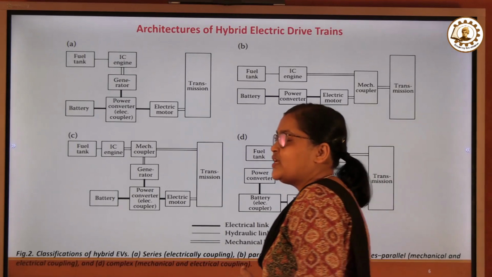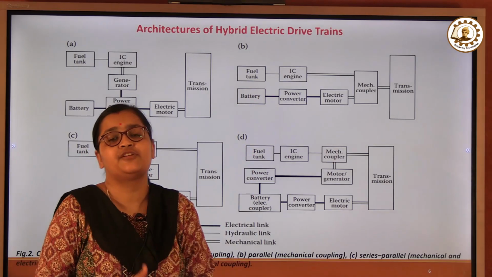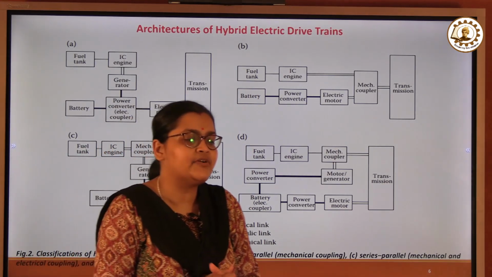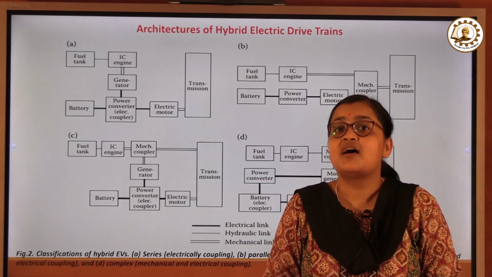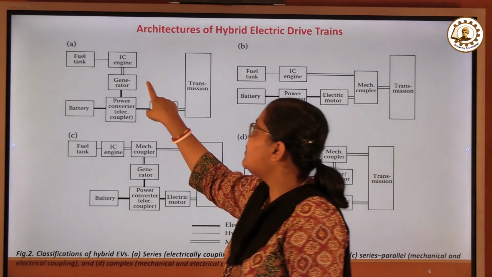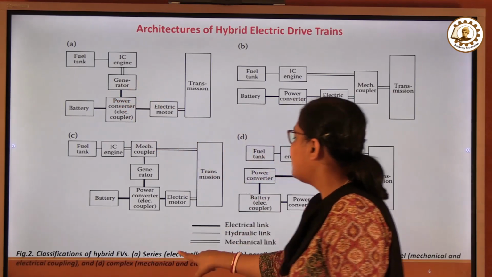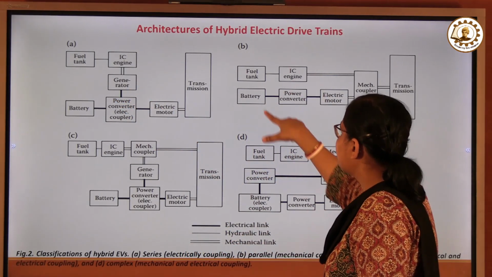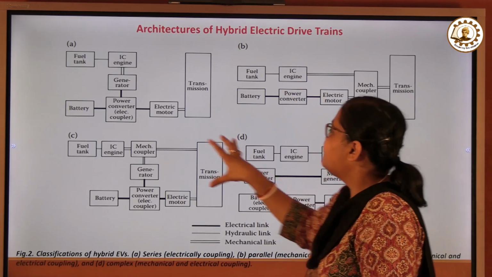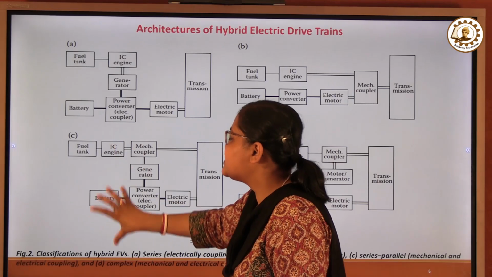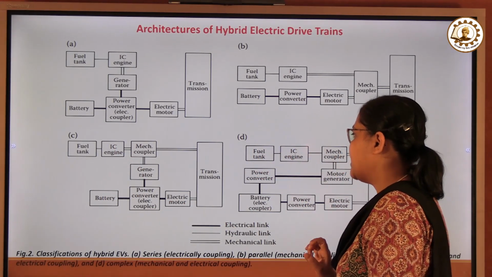Now, along with this, we need to keep in mind the different architectures of the hybrid electric drivetrain. This concept of powertrain 1 and powertrain 2 simultaneously feeding the load is nothing but the series configuration. So, in this particular figure, figure A, this is the series configuration, electrical coupling. In figure B, we are showing the parallel combination. Figure C is a combination of both series and parallel, and figure D is the complex combination.